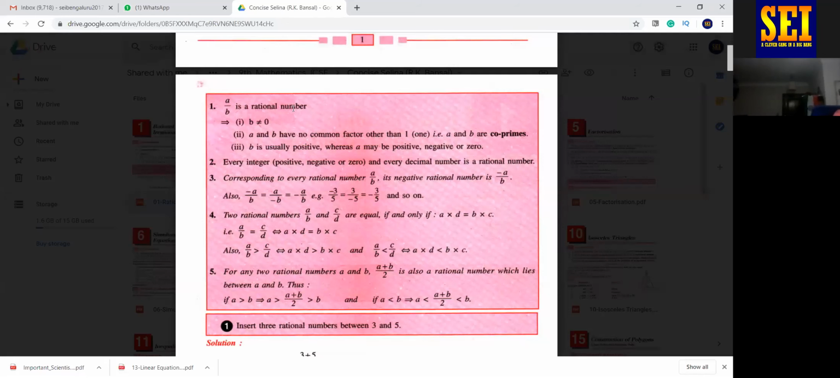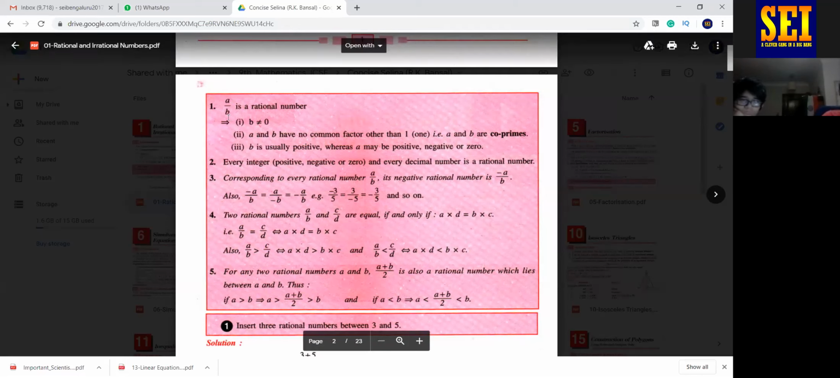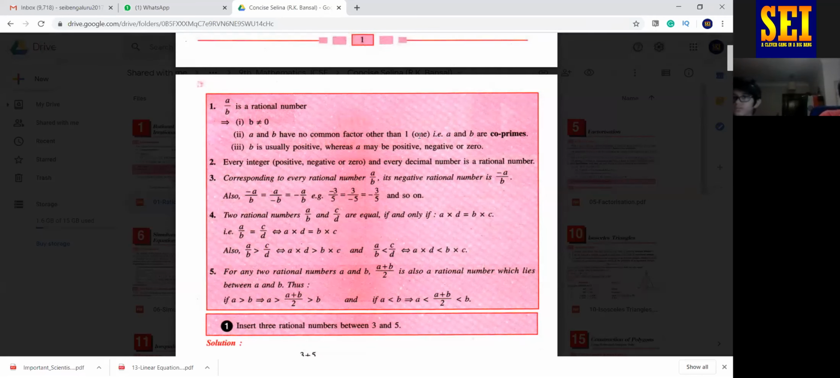A by B is a rational number. In this case, the first point we have to remember is B is not equal to 0. If B is 0, what will happen? A by 0 is infinite. It's not a rational number. So B must not be equal to 0. A and B have no common factor. For example, 3 by 3, 4 by 4, like that it should not be, because it equals 1. B means the denominator, usually positive. A may be positive or negative, that's a different case.